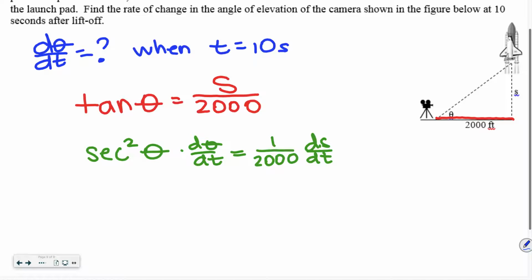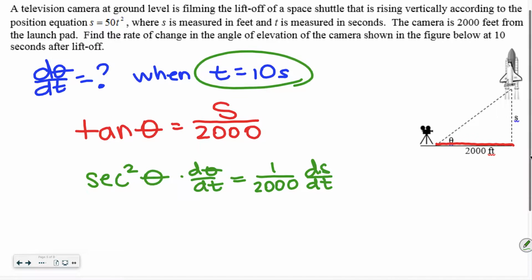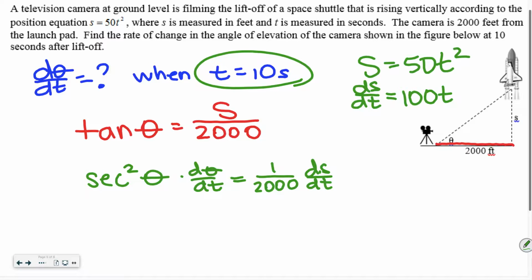Okay, so now we have that our time is 10 seconds, right? Well, how does that help us? Well, it kind of does, because they gave us something else. They gave us that S equals 50 t squared, right? So what would ds dt be? Okay, ds dt would be 100t. Well, if time is 10, we know that ds dt would be what? 1,000.